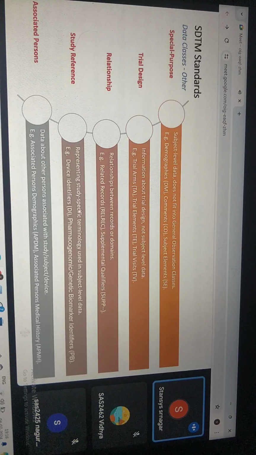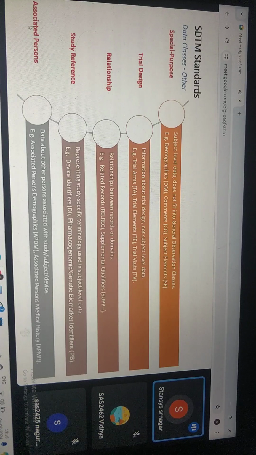Then the study reference. The study reference domains are very rare domains. They are not commonly created, and they are specific, like device identifiers. As I said, some trials will be device level, not a test drug. There we can create the device identifiers domain, DI. For some pharmacogenomics or genetic biomarker studies, we can create the PB domain. So these are some study reference domains.